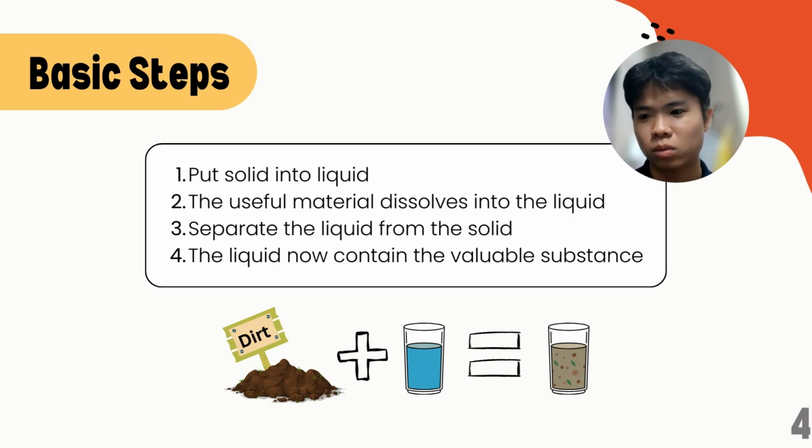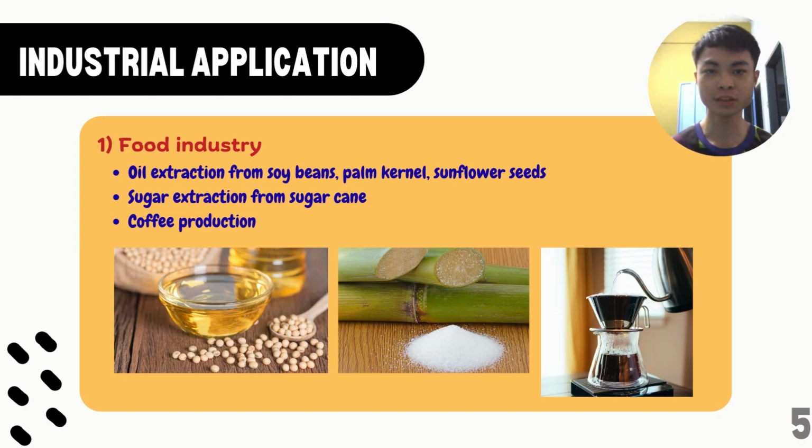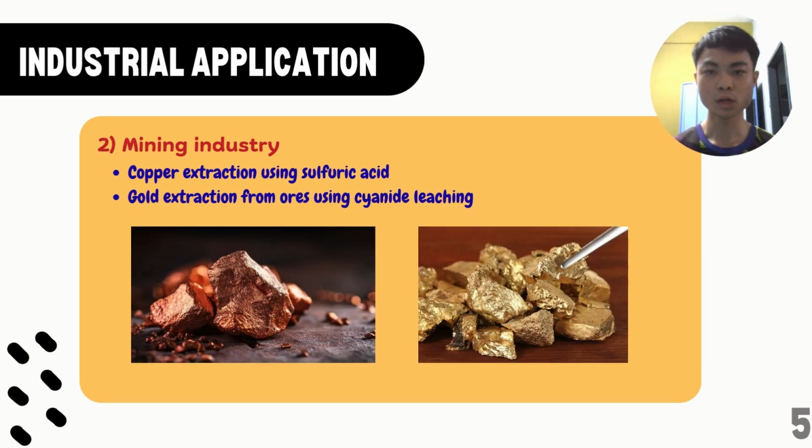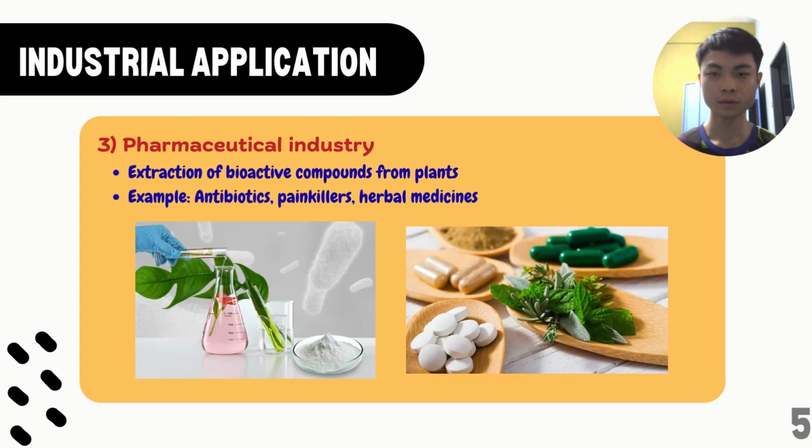Thank you. Leaching is widely applied in different industries. In the food industry, leaching is used to extract oil from soybeans, palm kernels, and sunflower seeds, as well as sugar from sugarcane and soluble compounds during coffee production. While in the mining industry, leaching plays a key role in metal recovery. For example, using sulfuric acid to extract copper and cyanide leaching to obtain gold from ores. And in the pharmaceutical industry, leaching is used to extract bioactive compounds from the plants, which are important in producing antibiotics, painkillers, and herbal medicines.